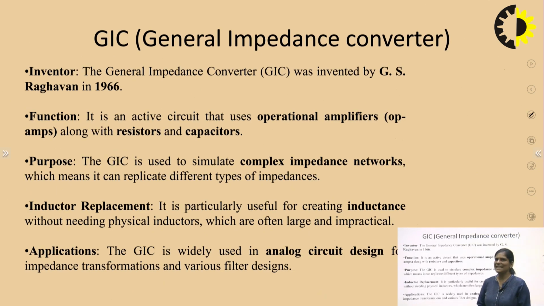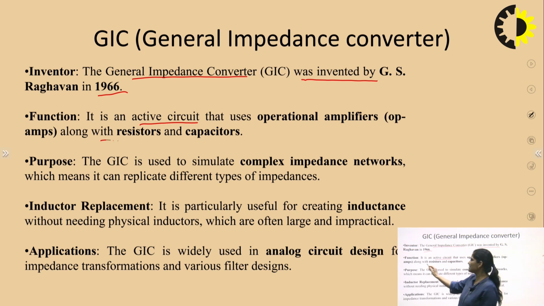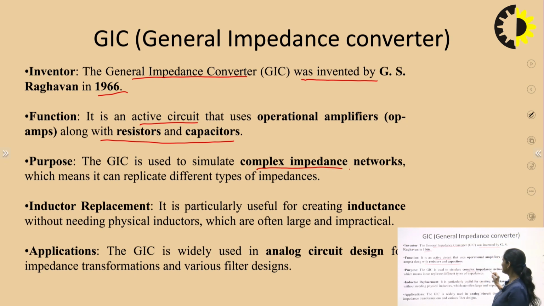Now, next is GIC. This is also a linear application of operational amplifier. It stands for General Impedance Converter. This GIC was invented by G.S. Raghavan in 1966. Its function is that it is an active circuit that uses an operational amplifier along with resistors and capacitors. Now, what is the purpose of this GIC? GIC is used to simulate complex impedance networks, which means it can replicate different types of impedances.